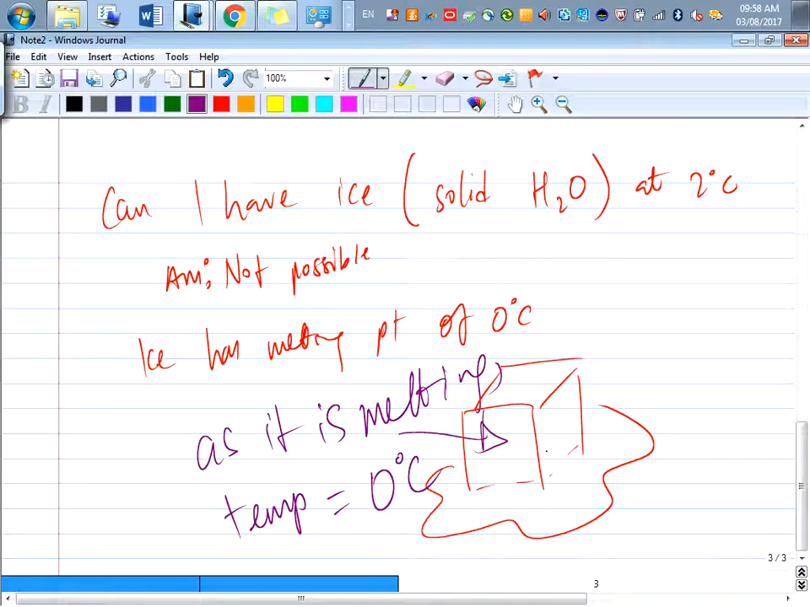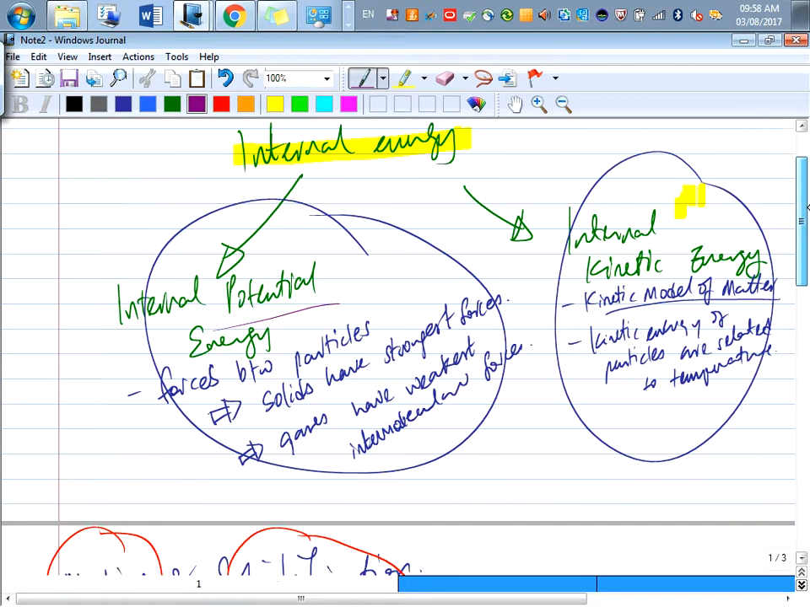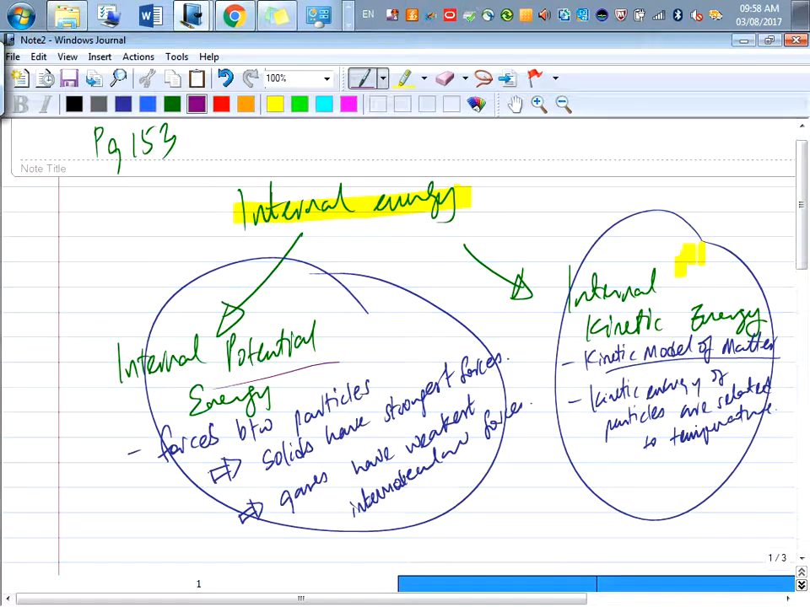When it is melting, does the temperature change? No, it stays at 0 degrees Celsius. So when it stays at 0 degrees Celsius, temperature doesn't change. Can your kinetic energy change? Cannot. But we also know for a fact that internal energy increases. So which part contributes to the increase in energy?